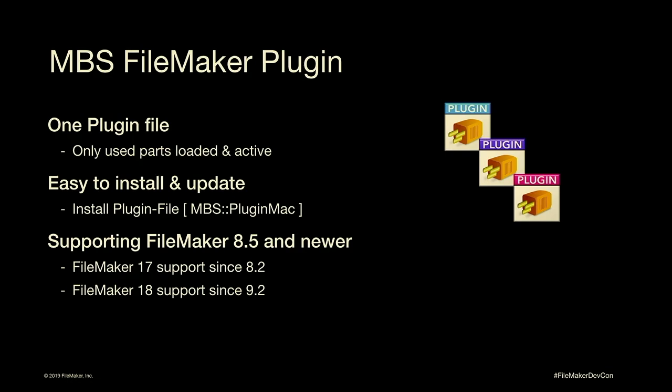The MBS plugin is delivered as one plugin file, which makes installation and updating easy. Only the parts you actively use are loaded and in memory, so it's not a problem. You can install the plugin manually, or you can use the Install Plugin File script step to install it automatically on hundreds of computers. We support over 10 years of FileMaker versions, and since May we also support FileMaker 18.